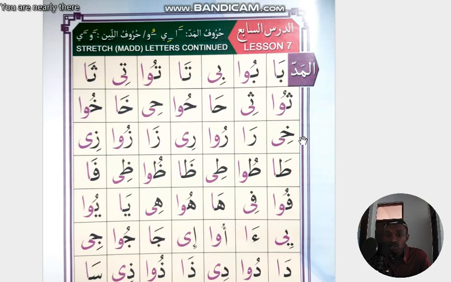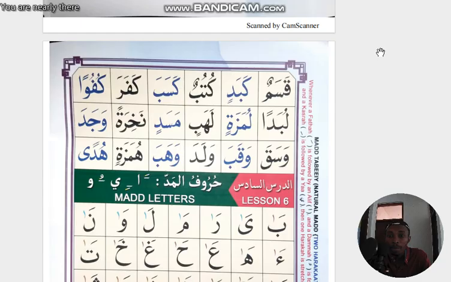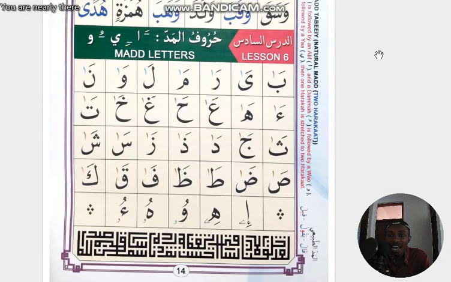So this is Darsu Sabi' in the PDF book of Qaida Nuraniyya. Those who have a hard copy, it's okay. If you don't have one, you can contact us on how you can get the hard copy. In the last lesson, number 6, our focus was on Maddu Tabi'i, Maddu al-Asl.